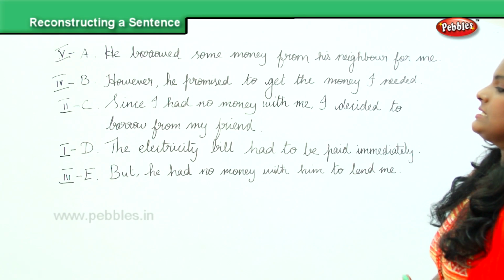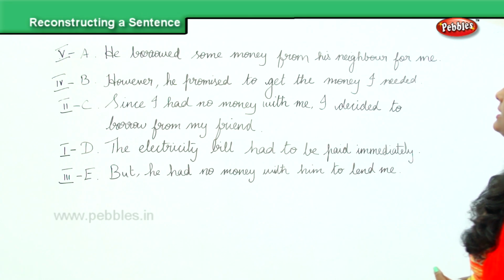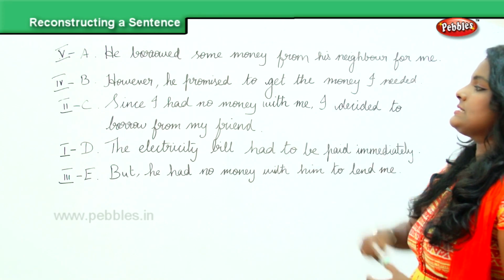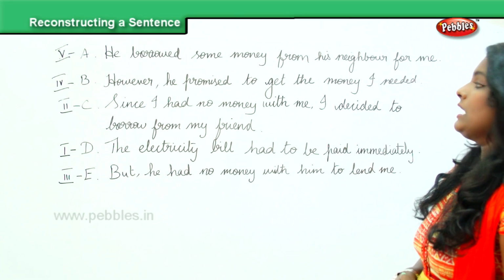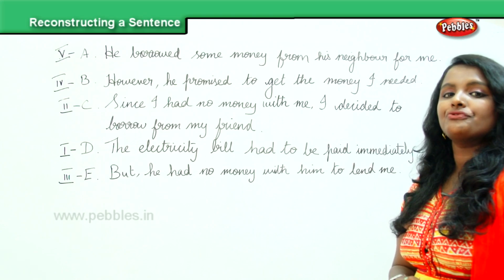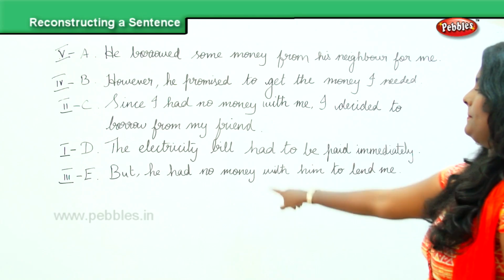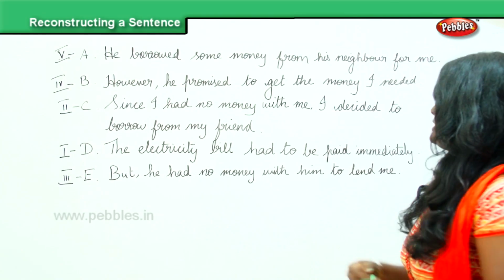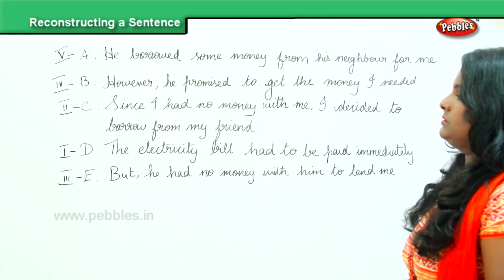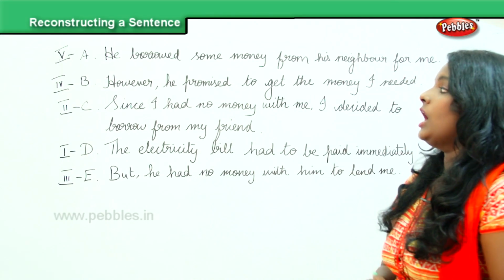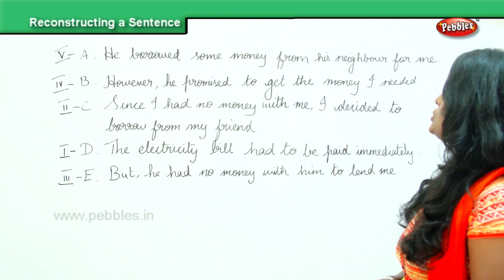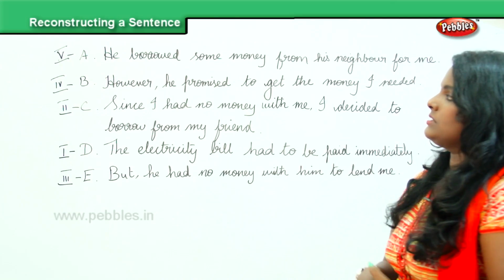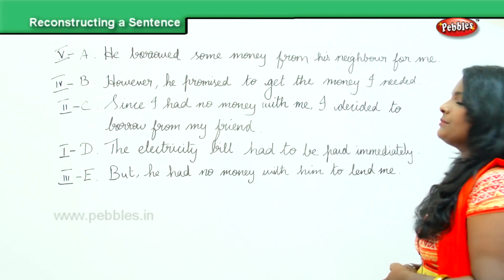Beginning with D. The electricity bill had to be paid immediately. Since I had no money with me, I decided to borrow from my friend. But he had no money with him to lend me. However, he promised to get the money I needed. So he borrowed some money from his neighbor for me.